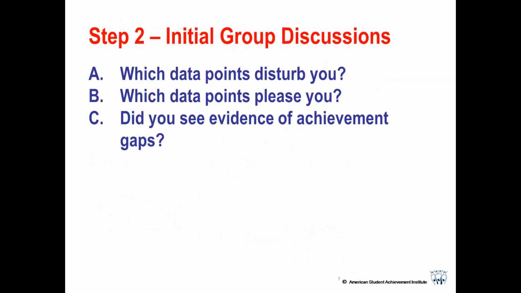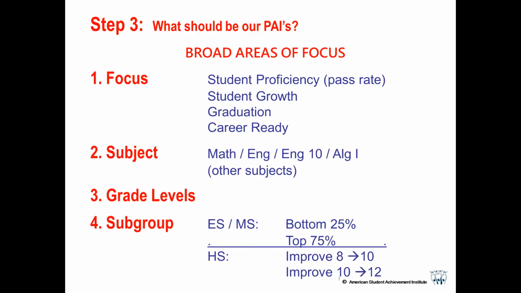I'm going to go back. Step 2 was just a discussion about what you found in the data. And now step 3, we're formalizing it, saying, okay, here are our PAIs. Most schools will have 1, 2, 3. I would not have more than 3 PAIs. These are broad areas. You can have many SMART goals underneath each of those PAIs, but we would suggest not a lot of PAIs.